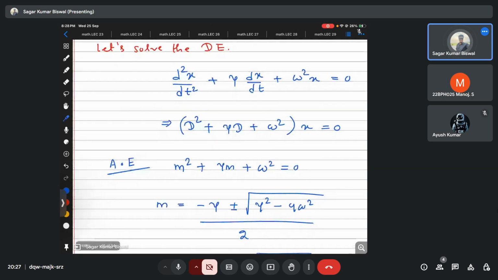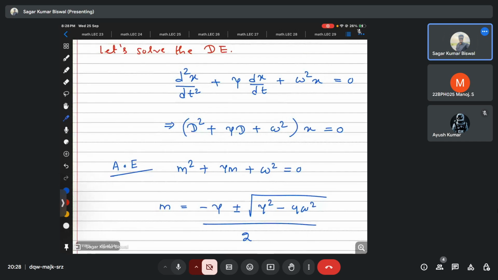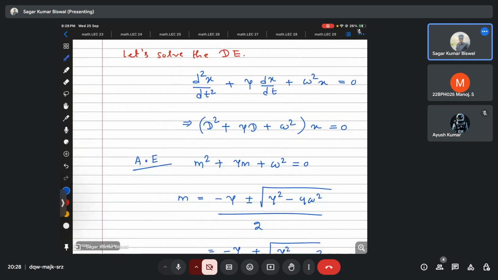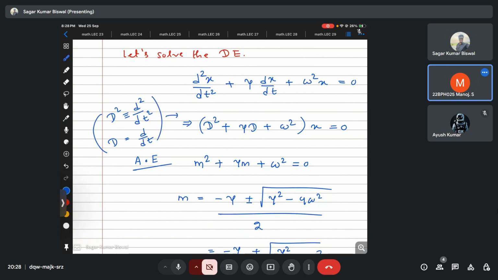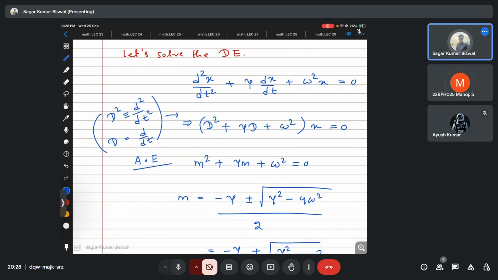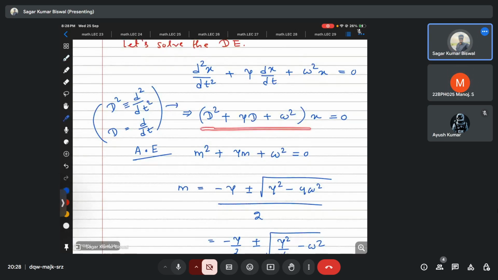And so what we can write here is d square, and what is d? So here this is the differential equation you need to solve.